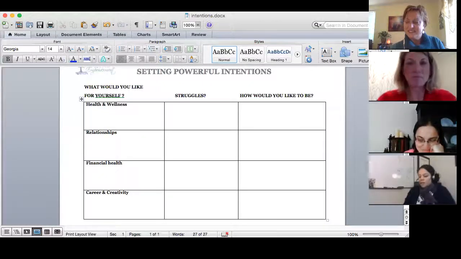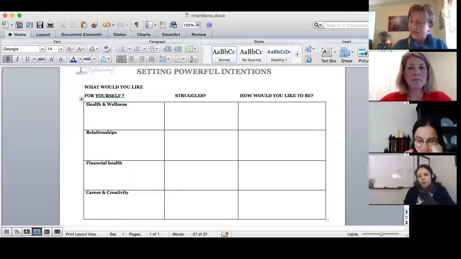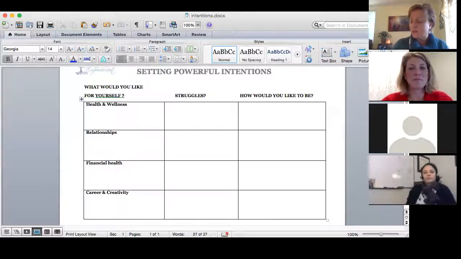So I think mine is that I would like some more clarity about what I want rather than what I don't want. Mm-hmm. Okay, clarity on what you do want.